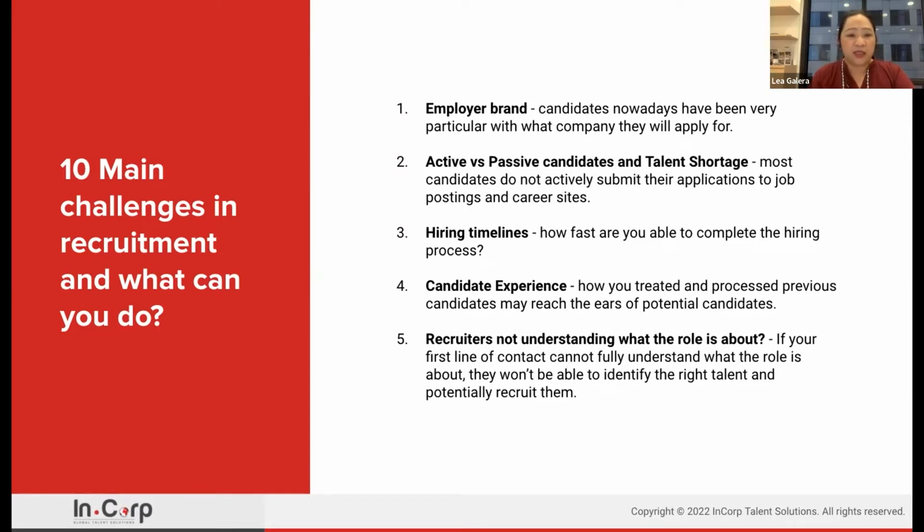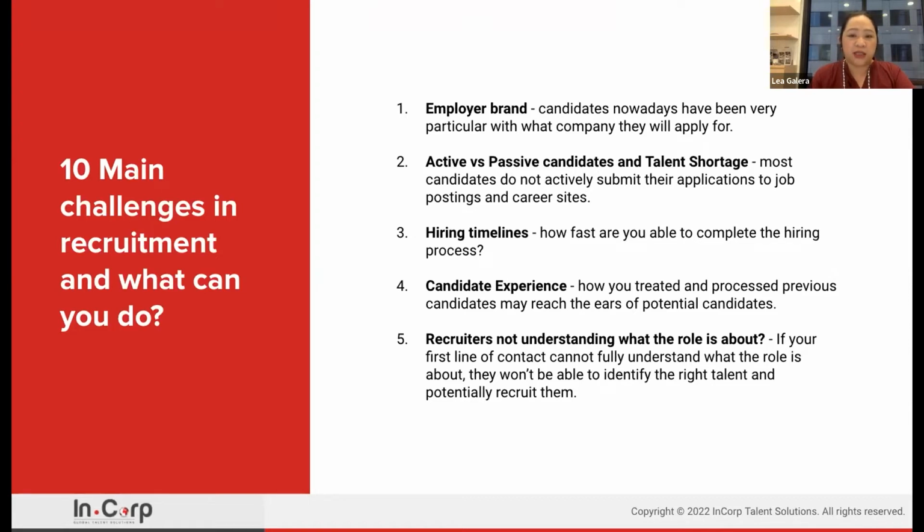In terms of hiring timelines, this is how fast you are able to actually complete the hiring process. Usually if it takes a month or two, or probably 3 to 6 months just to close off a job offer, that would be the main reason why you're not able to get that right candidate, or why you're not able to hire the person that you want to hire.